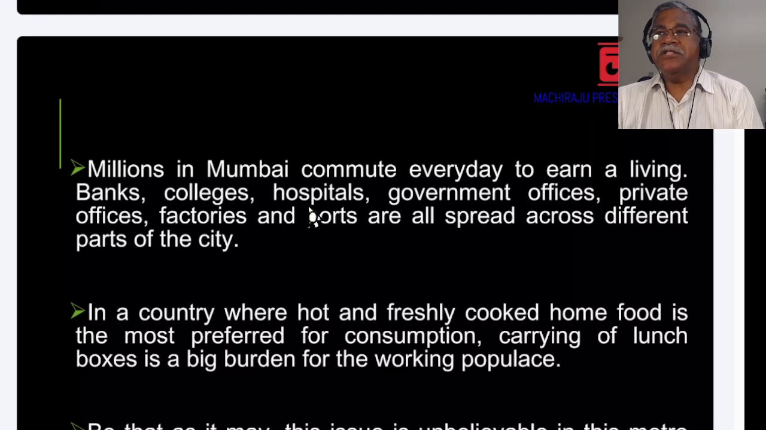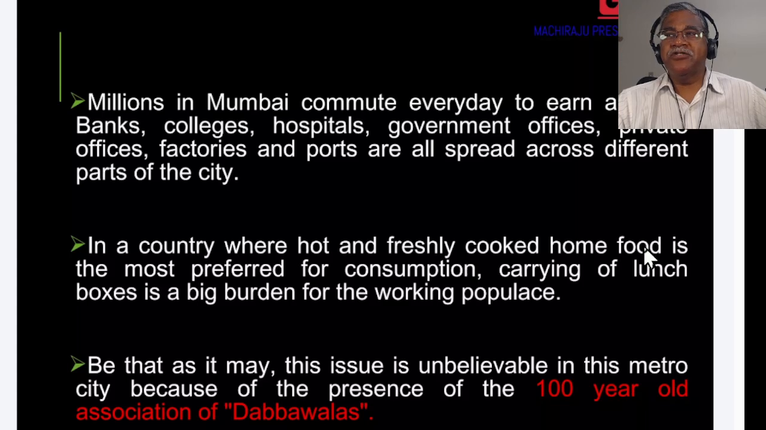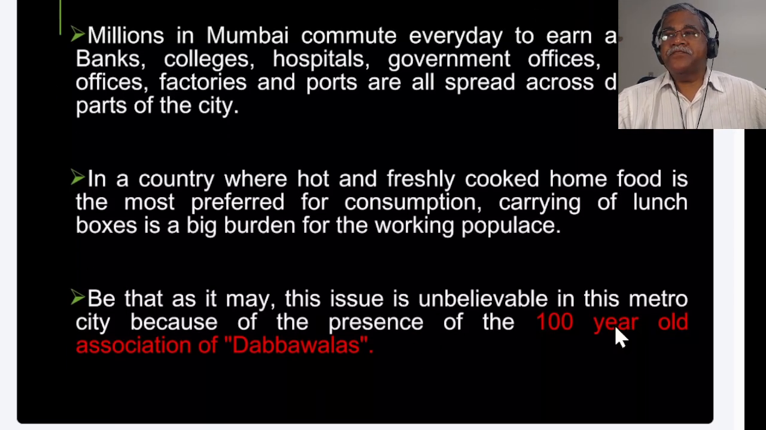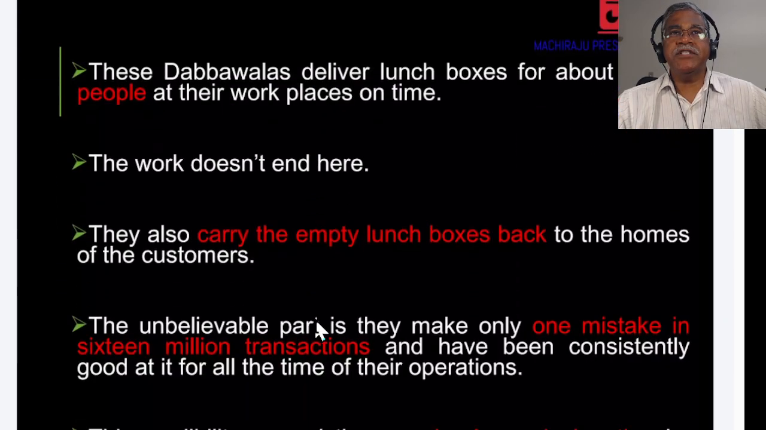All right, millions in Mumbai commute to earn a living: banks, colleges, hospitals, government offices, private factories, and so on. In a country where hot and fresh cooked home food is the most preferred for consumption, that is also changing now. Carrying of lunch boxes is a big burden for the working populace. Now they could, but you want a warm hot meal. So this is an association which is more than 100 years old and now probably more than 125 years old. So who are these people?